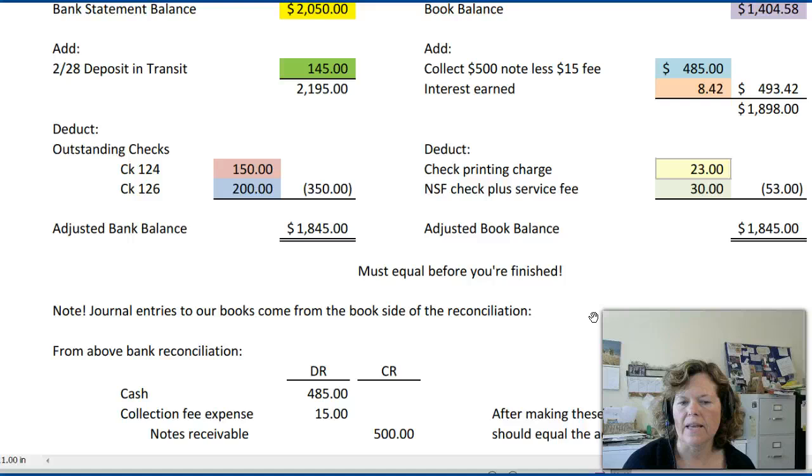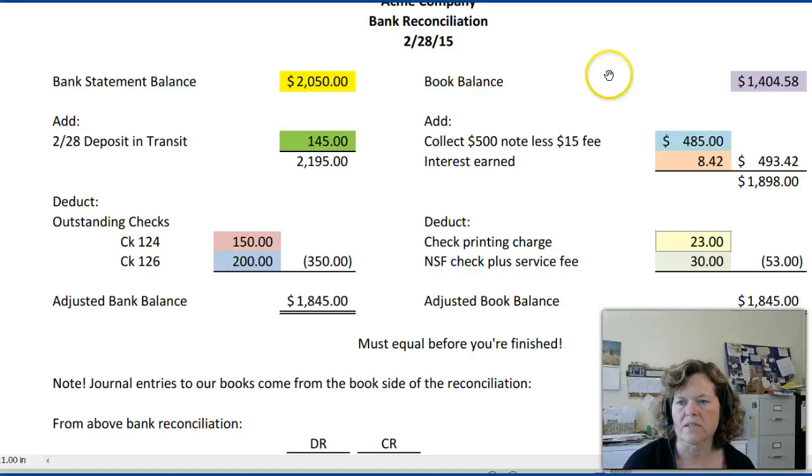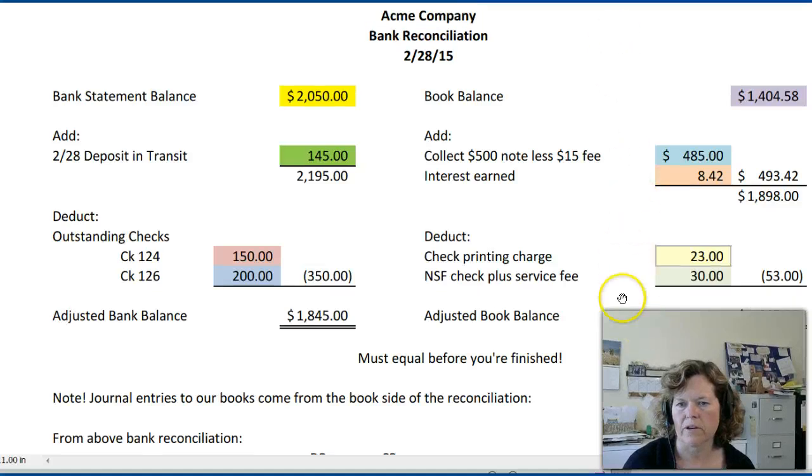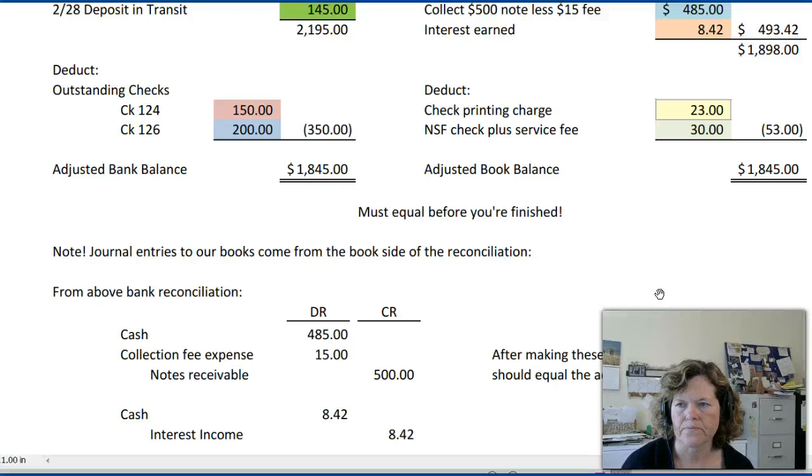Now the last thing I want to touch base on is that we may need to make some journal entries to correct and update our books. Journal entries to our books always come from the book side of the reconciliation. This is where we're updating our books, over here. The bank side stuff is already on our books. We don't need to do anything from the bank side. It always comes from the book side. So based on these items up here, let's see what those journal entries look like.